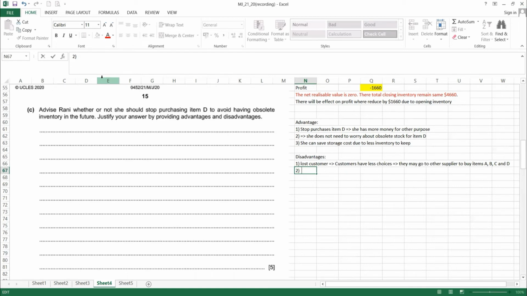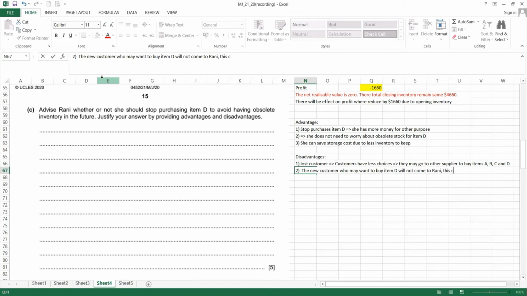Then the new customer may not come to who? Okay, let's see. The new customer who may want to buy item D, and who may want to buy item D, will not come to Rani.